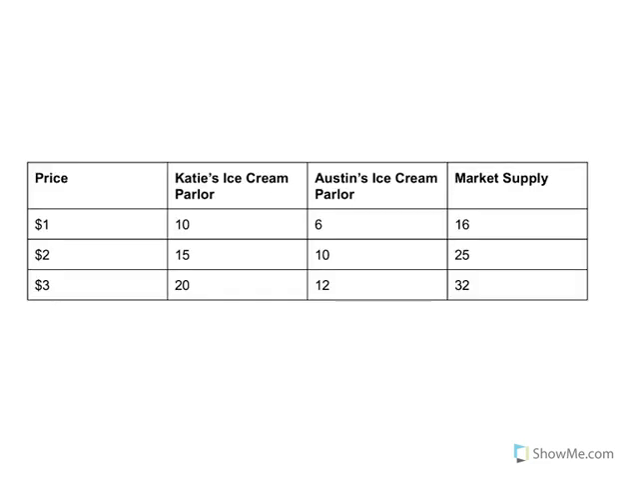Now this table here, what we call a supply schedule, is showing you how much Katie's Ice Cream Parlor and Austin's Ice Cream Parlor are willing and able to sell at each of these per unit prices of $1, $2, and $3. So for example, at a price of $1, Katie's Ice Cream Parlor is willing and able to sell 10 units of ice cream, right? And so this column would be individual supply, IS.